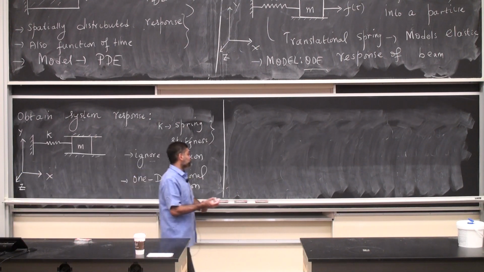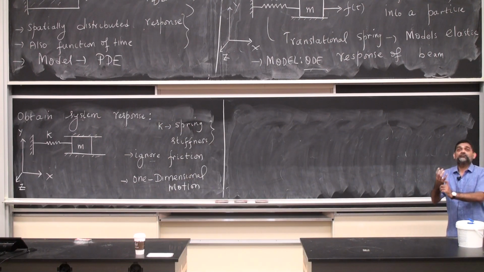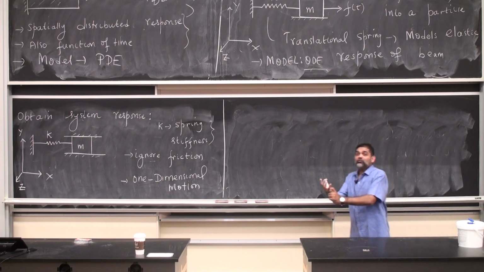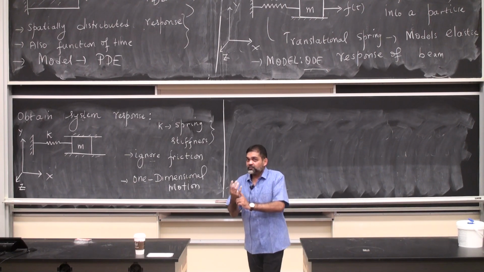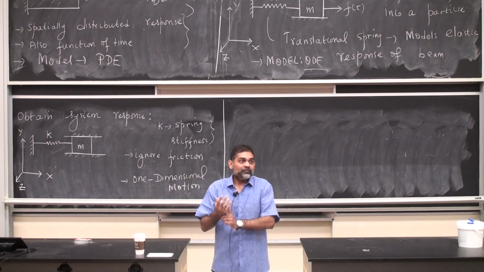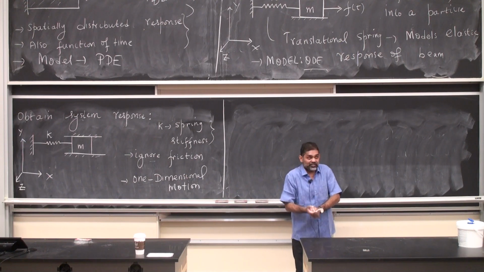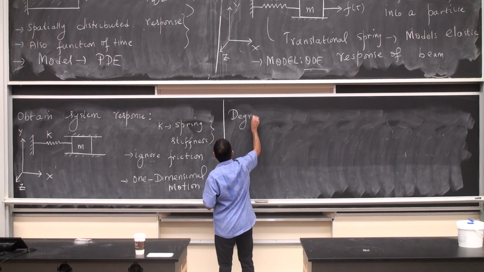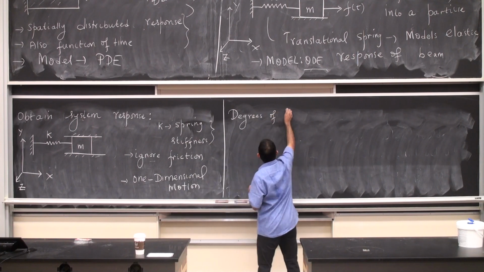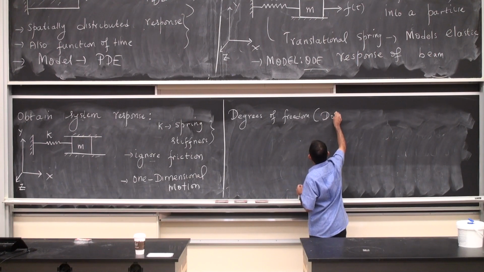First things first. Whenever you look at a mechanical system, you have to define the number of degrees of freedom of that system. You must have heard this term in dynamics. We're going to give it a slightly different spin so that we can use it very easily. Okay? So degree of freedom. My shorthand notation is DOF.